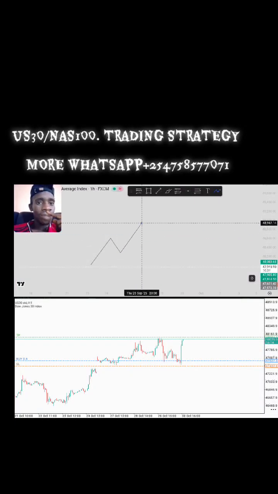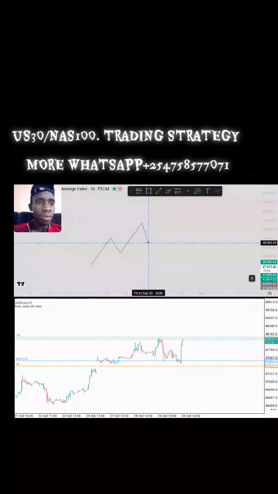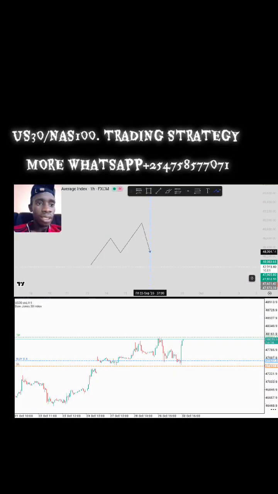What you should notice is that it has already created a breakout structure to the upper side. But for the indices, we don't use the breakout structure, the change of character, whatever. We use SR, support and resistance. So what you're supposed to wait for as a trader is for this market to come and retest this high like this. At some point, it might even break below that high slightly, or it might continue to this other low. But most of the time, it would come and react right there.